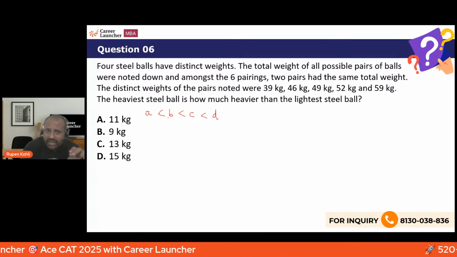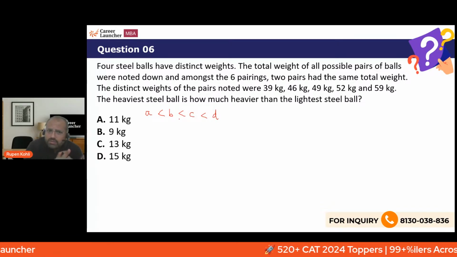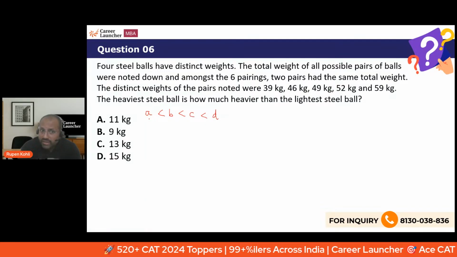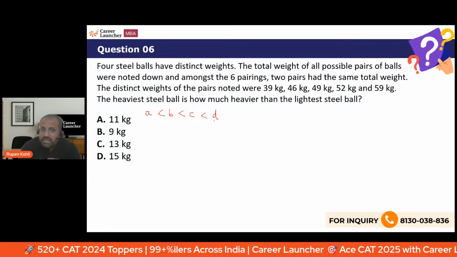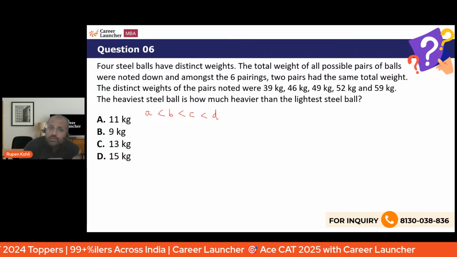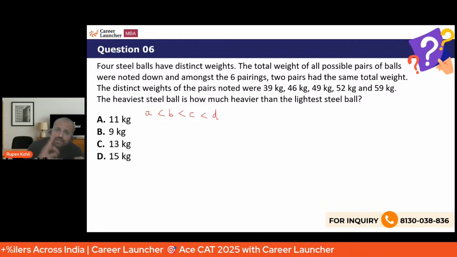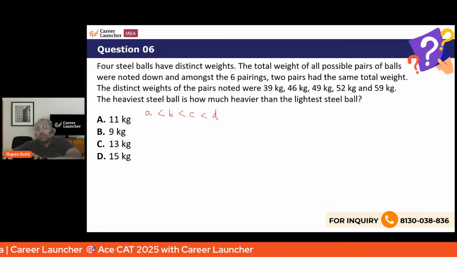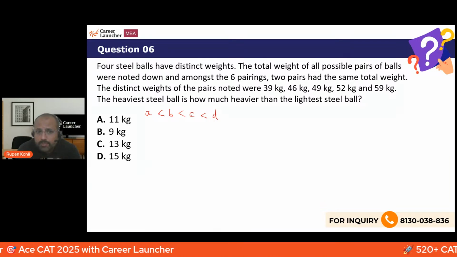So could A plus B equal C plus D? Never. A and B are the two lightest balls. They can never equal the sum of the two heaviest balls. Never possible. Could A plus C equal B plus D? Again, impossible, because both the balls are correspondingly lighter than the next balls. So A plus C can never be equal to B plus D.